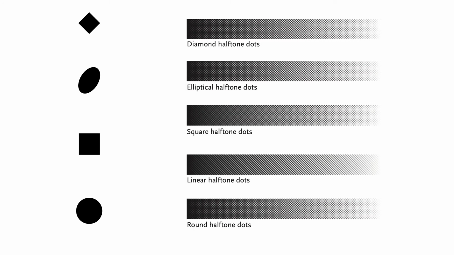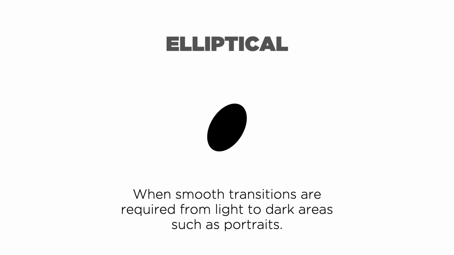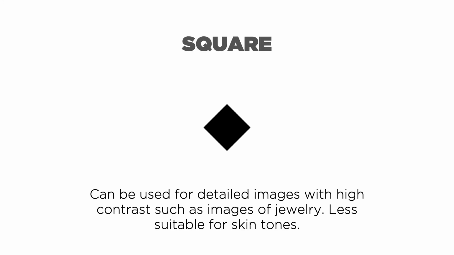Halftone dots come in different shapes and sizes, not just round ones, and the kind of dot pattern depends on what kind of image you want to reproduce. For example, round dots cover the greatest surface area. Elliptical dots are good for portraits that require smooth tonal variations. And square ones are best for images that require high contrast, such as images of jewelry.